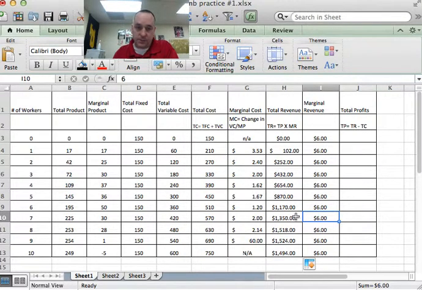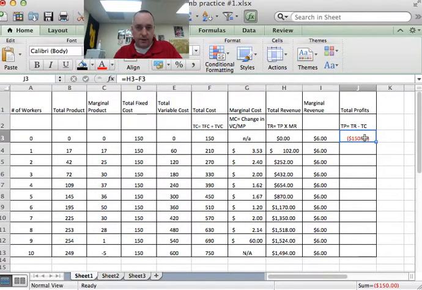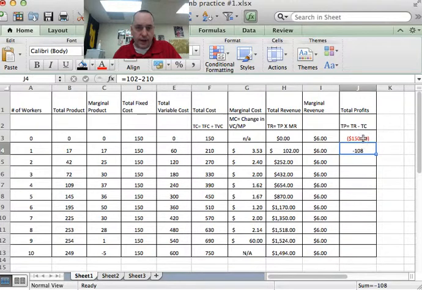Now, that's not profit. That's just how much money I bring in. So I come over here, and this is my total profit. Well, to get total profit, we take total revenue minus total cost. So I'm going to do the same thing. I'm going to do my equal sign. You guys are learning a little bit about Excel here. I take my total revenue minus my total cost, and I hit enter, and we get 150. I'll do it the long way again. Equals, my total revenue is 102, minus my total cost, minus 210. So in that situation, I would lose $108.